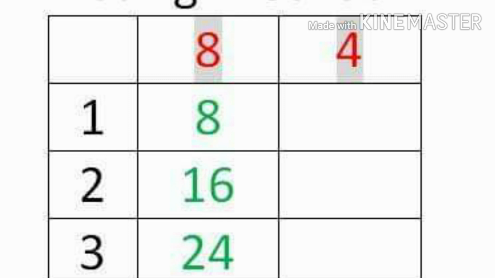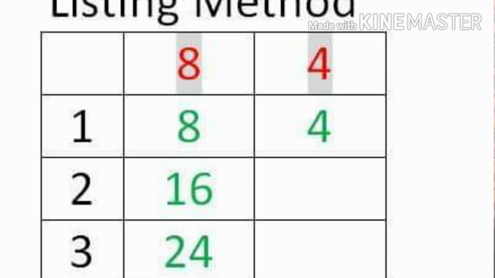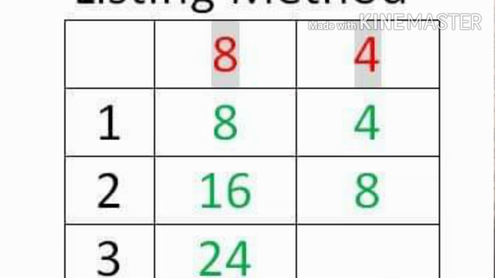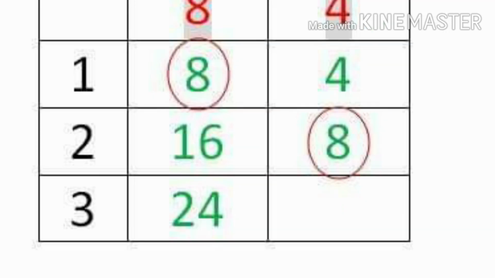Now, I need to find the multiples of 4. Let us do the same thing. Let's multiply 4 by 1. That would give us 4. Multiply now 4 by 2. That would give us 8. And finally, multiply 4 by 3. That would give us 12. So we have now the list of multiples for 8 and 4. Now look at the least common multiple that you have there. And you're right, the least common multiple would be 8.